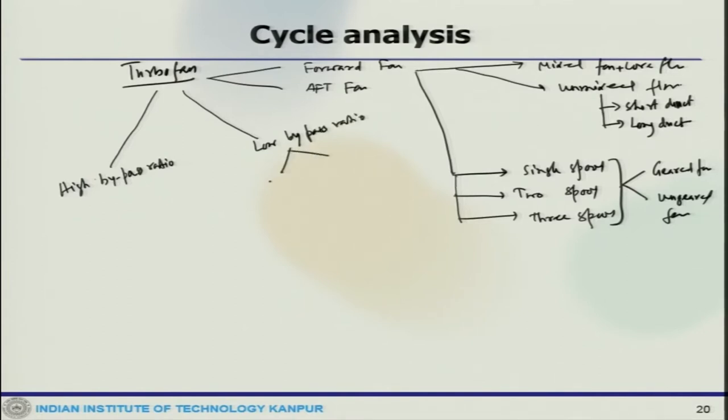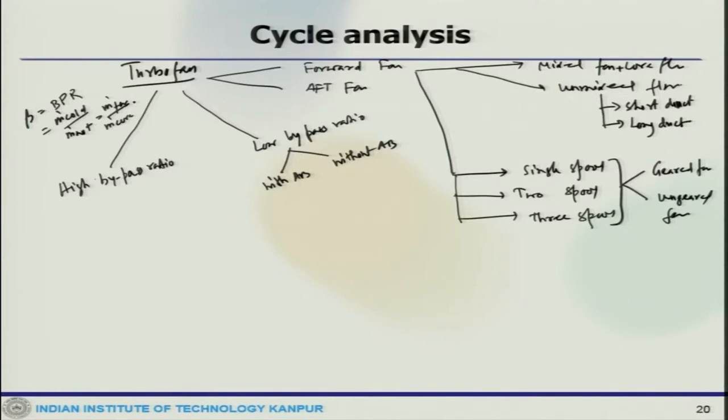Now, low bypass ratio engines could be with AB or without AB, that means with and without afterburning. So there are different categories of engines available, and when you talk about bypass ratio, we talk about this factor. The bypass ratio beta, BPR, is m dot cold by m dot hot. So that means the hot could be m dot fan by m dot core. So, how much passes through the engine and how much goes through the bypass, that is what it is.